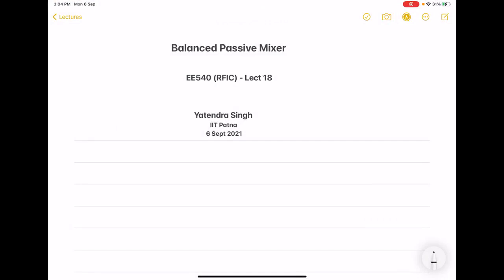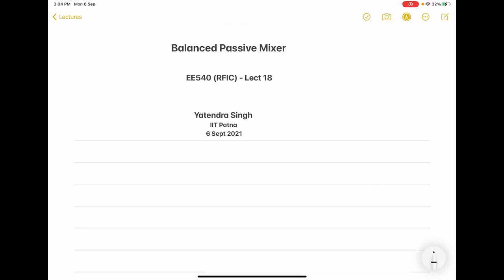In this lecture, we will analyze balanced passive mixer. We will try to find conversion gain and also try to find out the leakage, that means the feed through. So in the last class, we saw unbalanced mixer and it was based on switch.